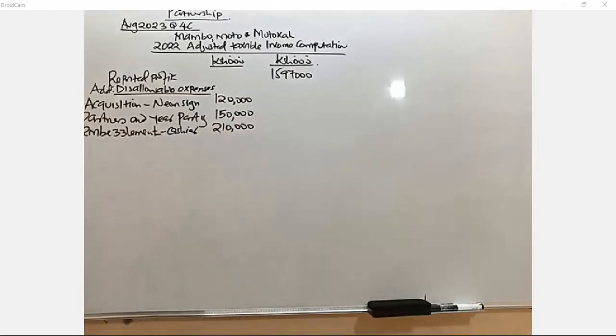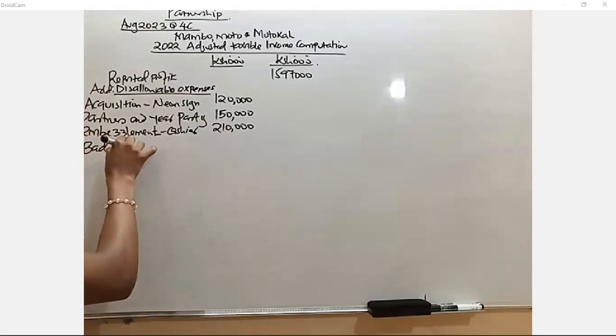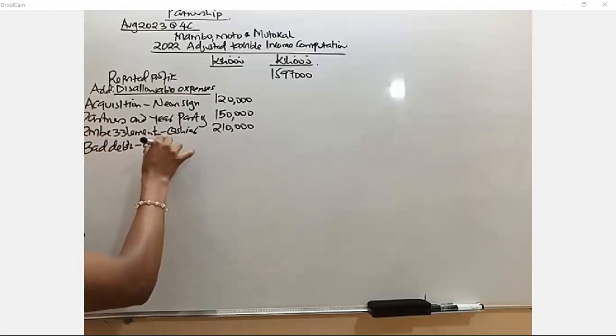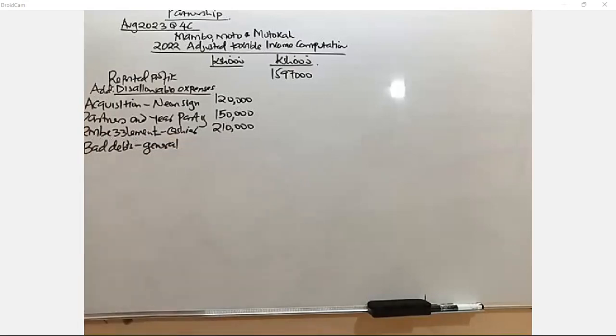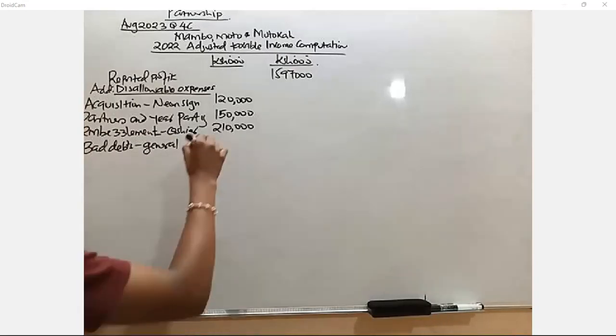210,000 there. Then number three, we have been told the bad debts represent the general provision made in the year. So how much is the bad debts? How much is our bad debts? They are relating to the general provision. So as per the question, it is 250,000.